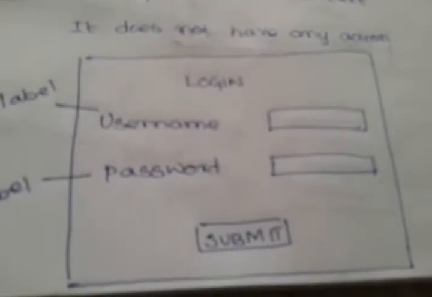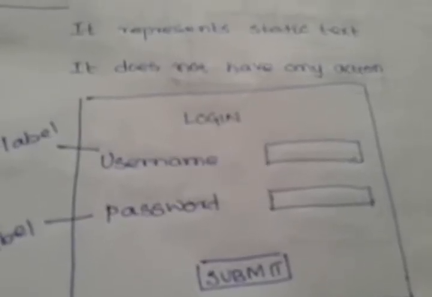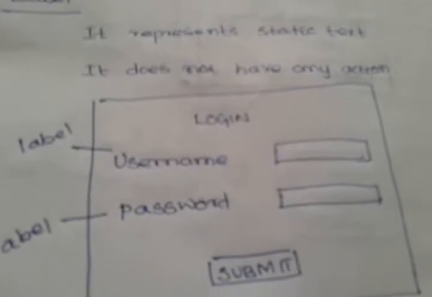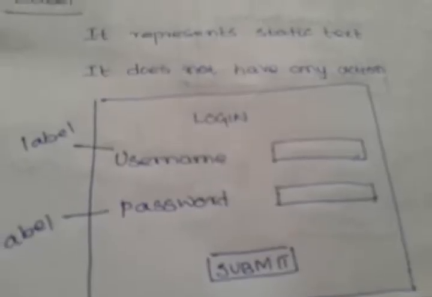So the first component is label. It represents static text. It does not have any action. Coming to an example, all of you have seen the login form. Login will be there, username will be there, and a rectangular box will appear after the username, and password will be there, and then a rectangular box appears after the password, and then a submit button will be there. So this is called a login window.